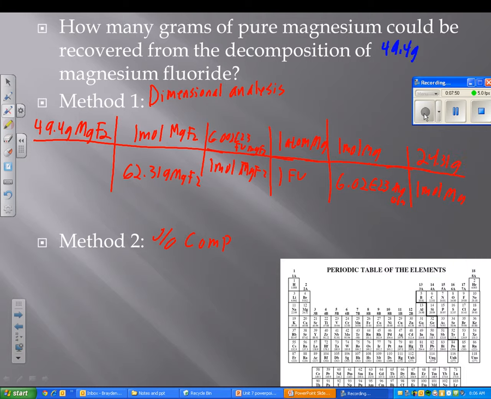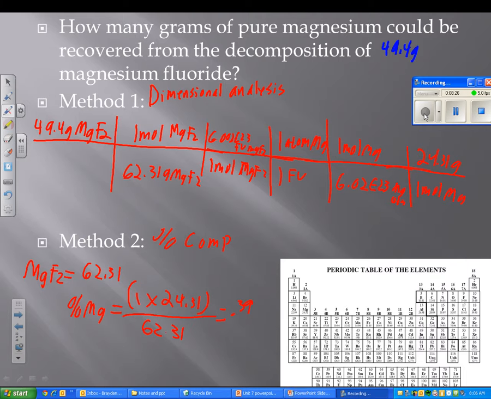So you see how long that problem is, but if you understand dimensional analysis, you get the same answer as if we did the percent composition, which is easy. We start off with MgF2, which has a molar mass of 62.31. Then you would just do percent magnesium, which would be 1 magnesium times its molar mass of 24.31. That's your part, divided by the whole of 62.31, which gives you 0.39.